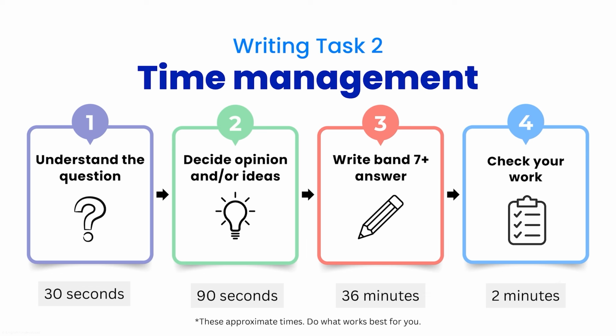Now, these are just approximate times. Do what works best for you. Final tip. So try using all of these steps and you're going to be able to improve your writing task 2 score.